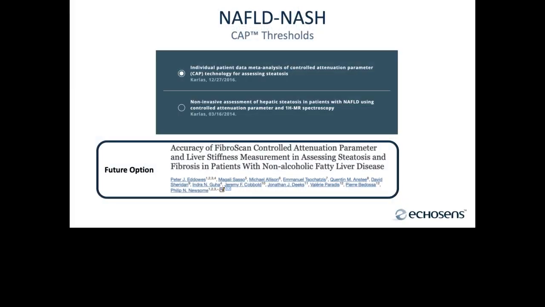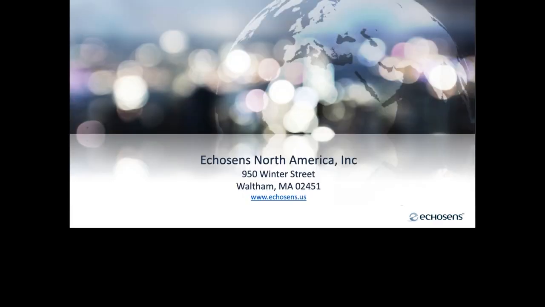So let's talk a little bit about CAP thresholds. So you're going to have 2 choices when it comes to picking your CAP thresholds. And in the very near future, we will also be adding Eddowes et al. to these choices. And for CAP, Eddowes et al. will provide, again, 3 choices: a sensitivity priority, specificity priority, and Youden's index priority. So that will be available soon.